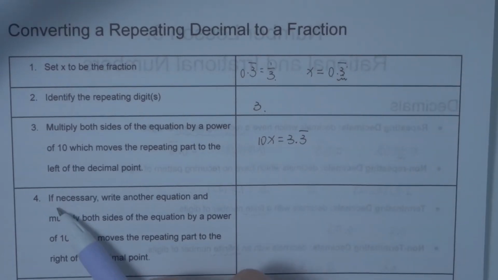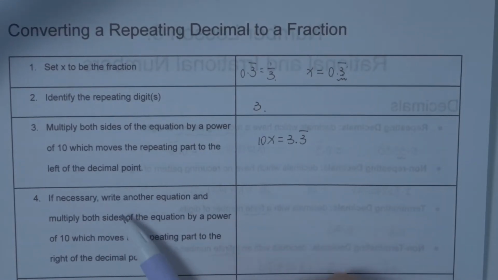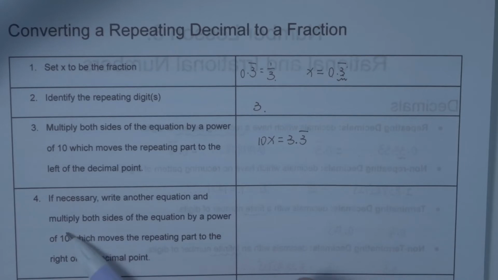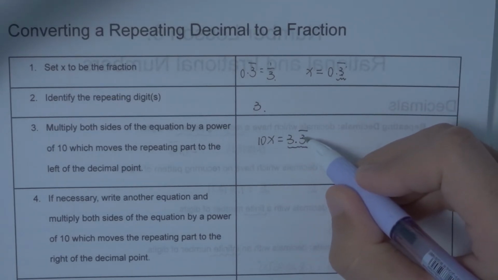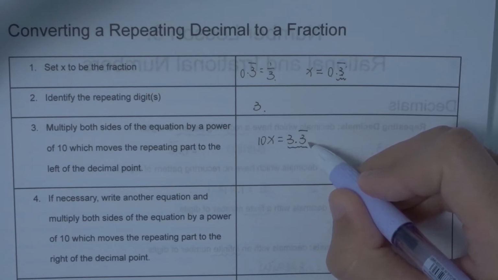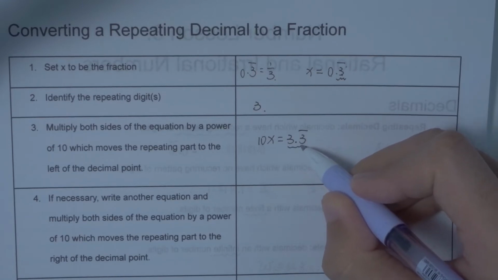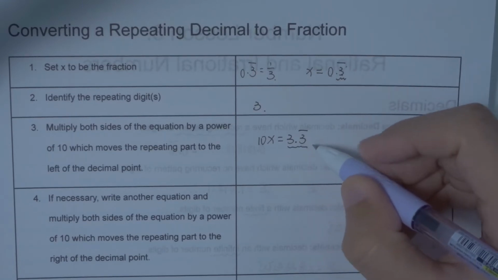Okay, and if needed, write another equation and multiply both sides of the equation by a power of 10, which moves the repeating part to the right of the decimal point. If we notice this one, the repeating part is already at the right of the decimal, so we don't need a new equation.